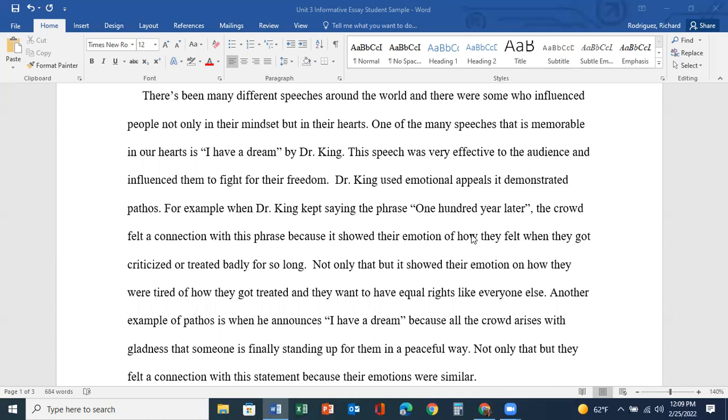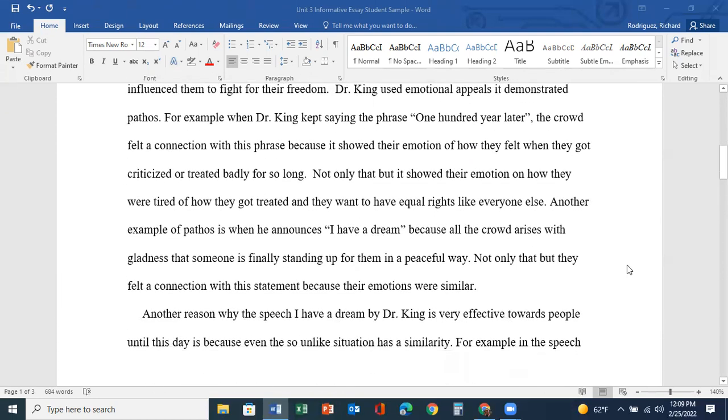King kept saying the phrase 100 years later, the crowd felt a connection with this phrase because it showed their emotion of how they felt when they got criticized or treated badly for so long. Not only that, but it showed their emotion on how they were tired of how they got treated, and they want to have equal rights like everyone else. Another example of pathos is when he announces, I have a dream, because all the crowd arises with gladness that someone is finally standing up for them in a peaceful way. Not only that, but they felt a connection with this statement because their emotions were similar.